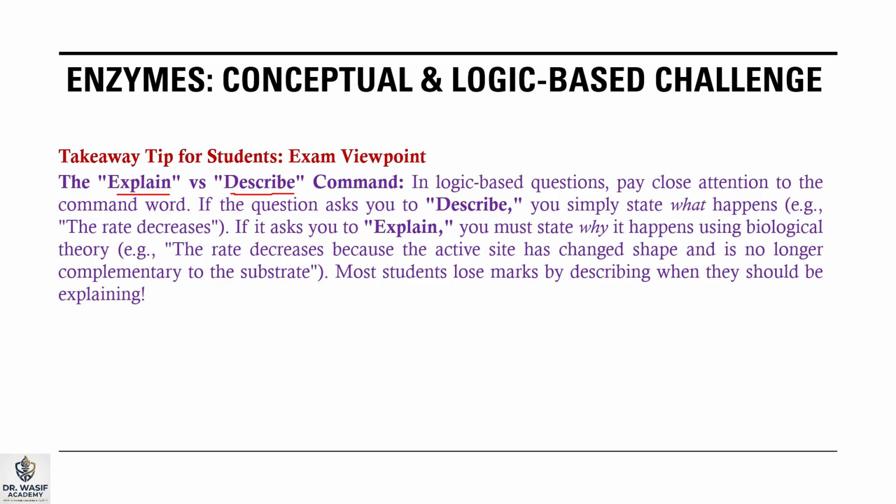If the question asks you to describe, you simply state what happens. For example, the rate decreases, the rate increases. Okay, this is simply what happens. But if this is asked to explain, you must state why this happens using biological theory. For example, the rate decreases because the active site has changed its shape and is no longer complementary to the substrate. This is the difference between explain and describe command. Most students lose their marks by describing when they should be explaining.